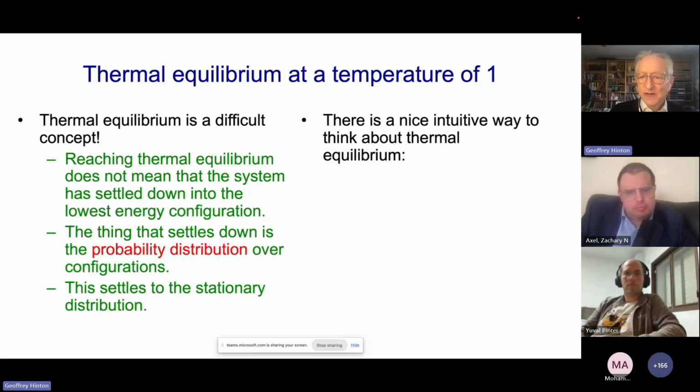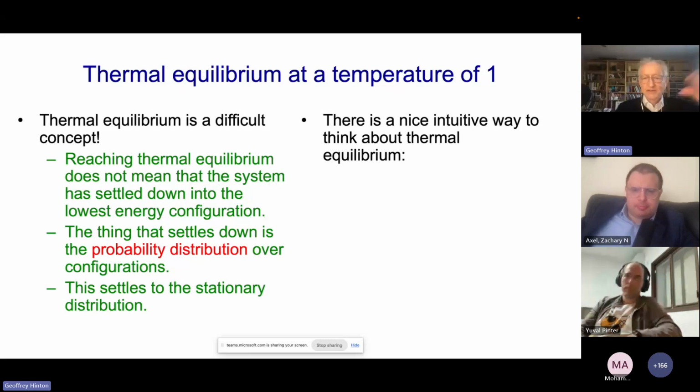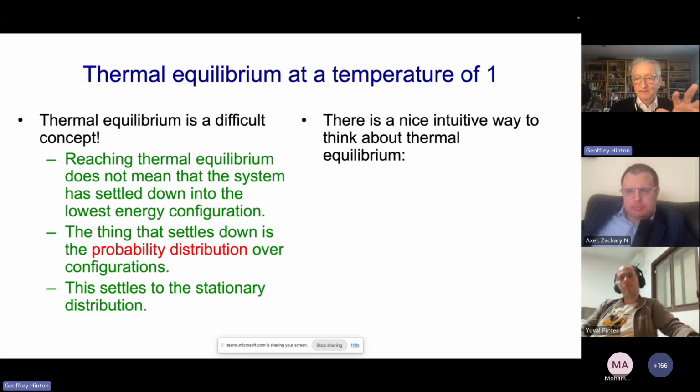An intuitive way to think about it is to imagine a whole bunch of systems that are identical, but you're using a different random number generator when you decide whether to turn things on or off. So you look at the energy gap. If the energy gap's positive, you typically turn things on, and if it's negative, you typically turn things off. But it's a stochastic decision rule. So if the energy gap's close to 0, you might turn things on or off.